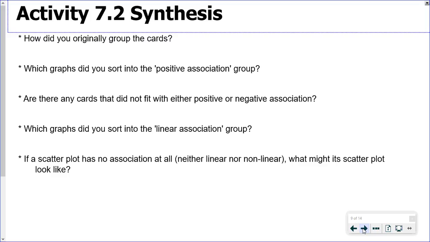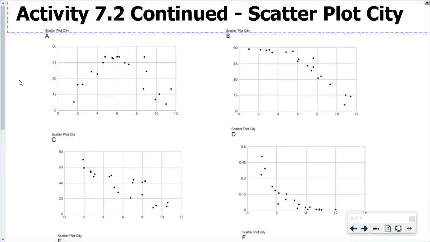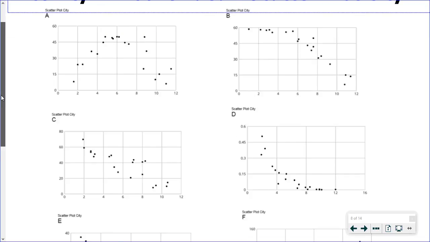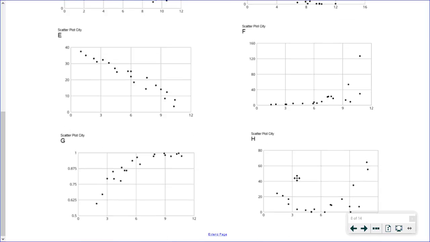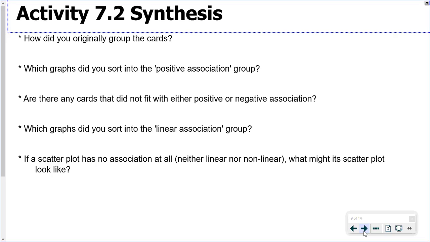Are there any cards that did not fit well with either positive or negative association? So just like we were just talking about, A would be one of those, right? Because it has a positive association, but then it comes back down and has a negative association. So that probably didn't fall into either category for you. And again, we're seeing a similar trend, but the opposite with H, where the data is decreasing and then increasing, or having a negative association and then a positive association.